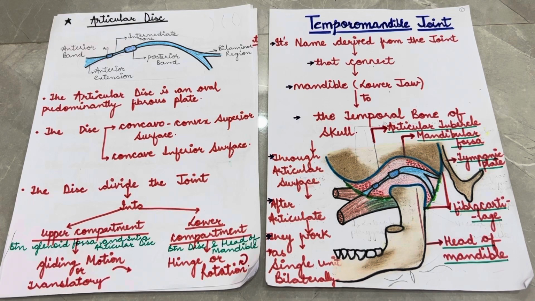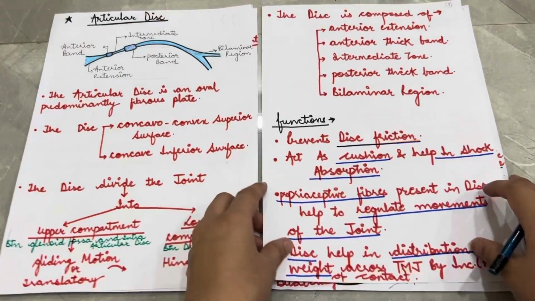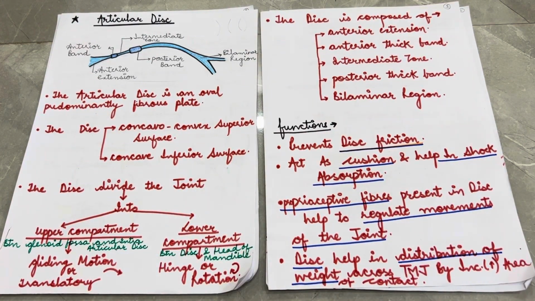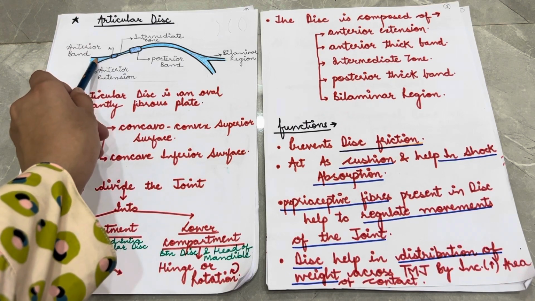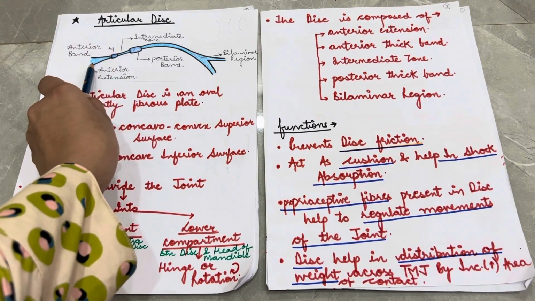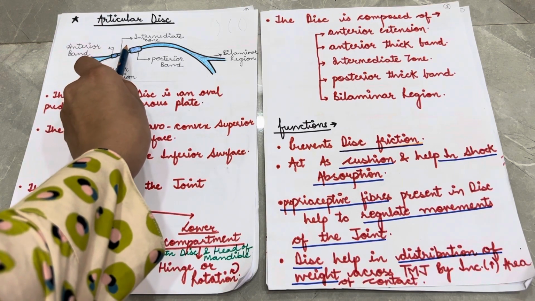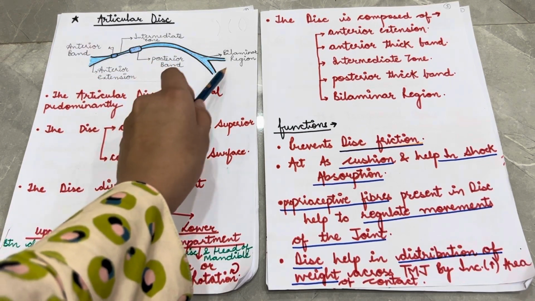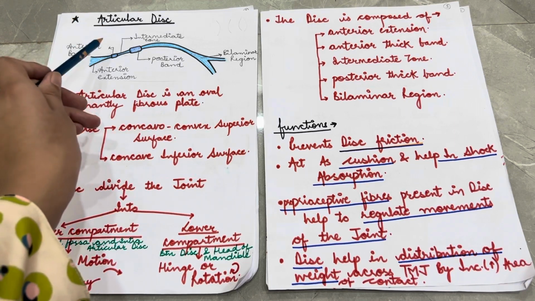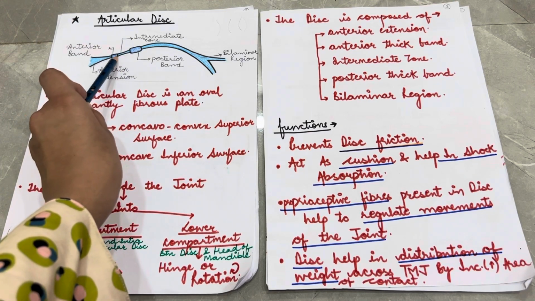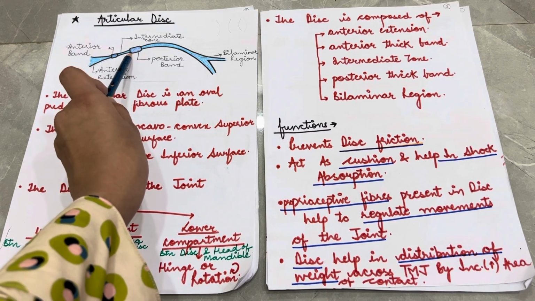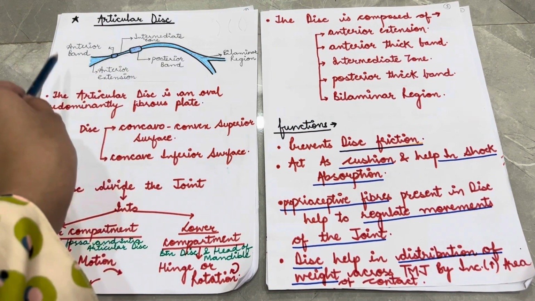So what are the components of the disc? The disc is composed of an anterior extension, as you can see over here, an anterior band, an intermediate zone, and a posterior band. This is the bilaminar region, which gives rise to two regions. The intermediate zone is the thinnest portion and it is also an avascular portion, and the posterior band is the thickest of all these bands.